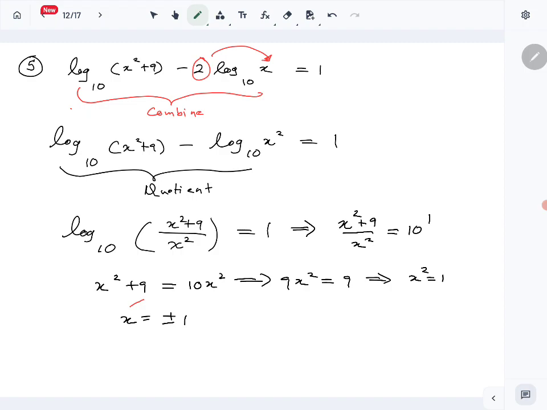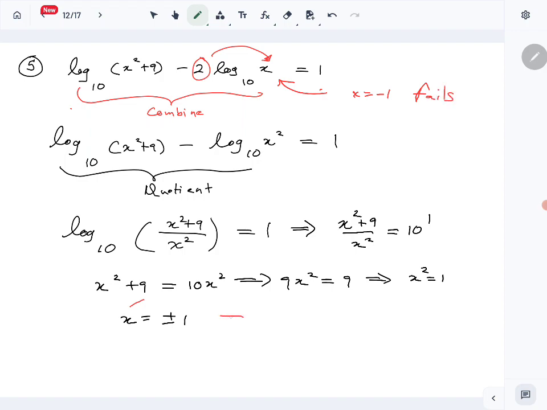So remember, you can only put positive numbers inside a log term. So when I put plus 1, this becomes 10. It's fine. This is also positive. When I put minus 1, this term is fine. Minus 1 squared is 1. Then you get plus 10, fine. But here, what happens? I can't put minus 1. X equals minus 1 fails because you can't put a negative number inside.